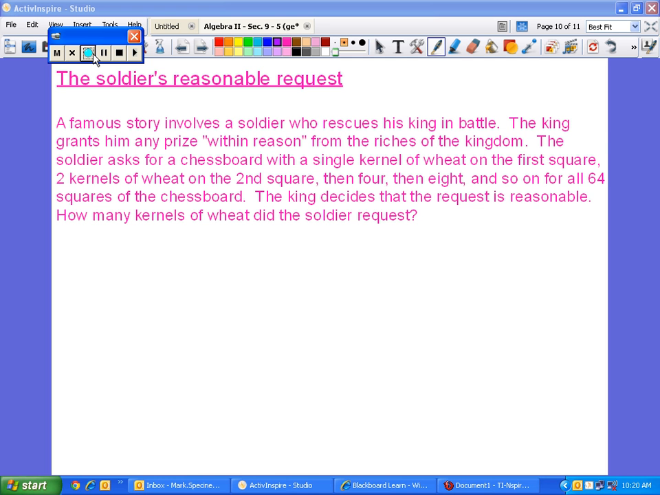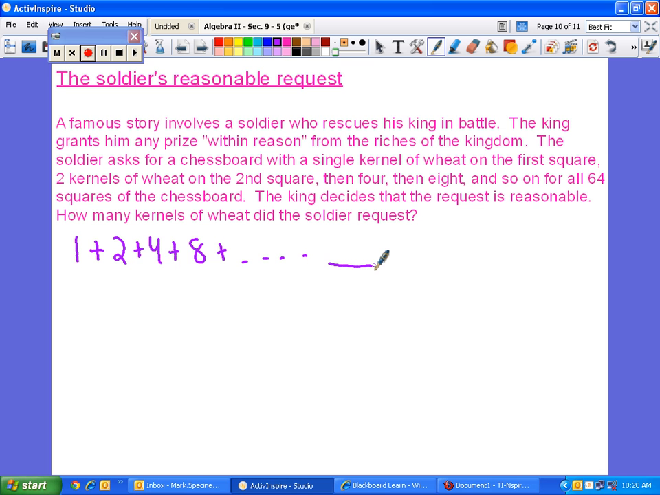So this is a little bit different because we still have a geometric series. So what are the first few terms in our geometric series? 1 plus 2 plus 4 plus 8 plus dot dot dot. Now, the last term, that's what we don't know. So that's why it's a little bit different, because we don't know what the last term is. But we do know the value of the last term.